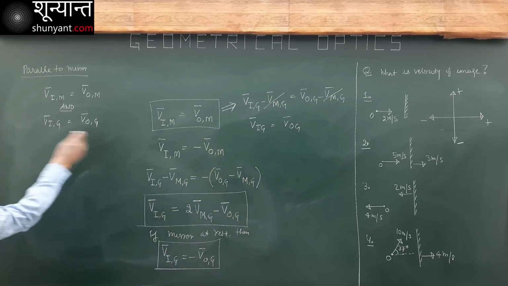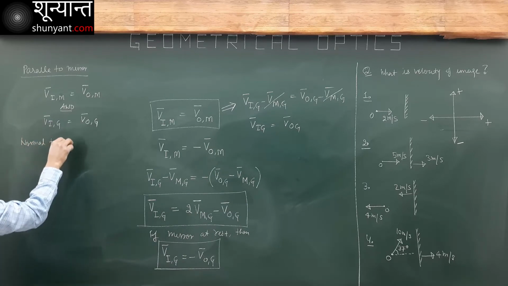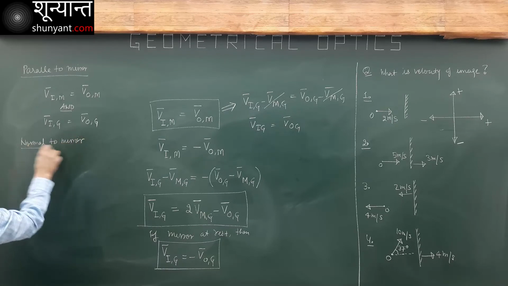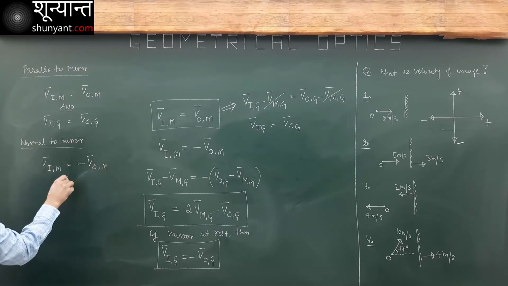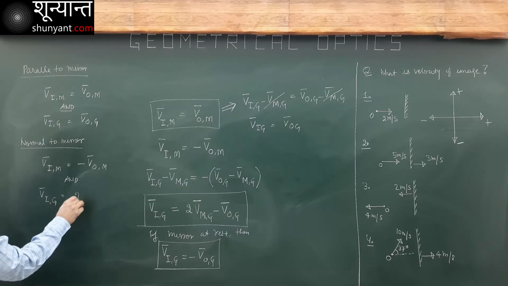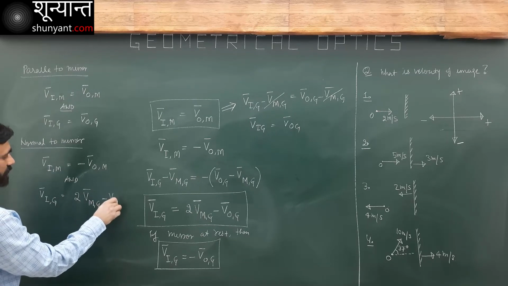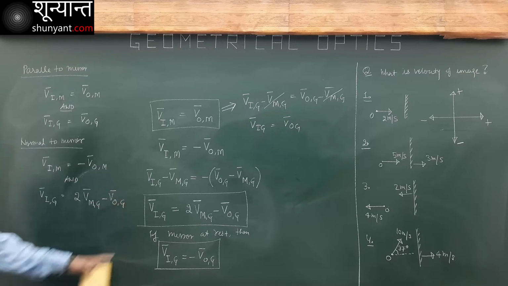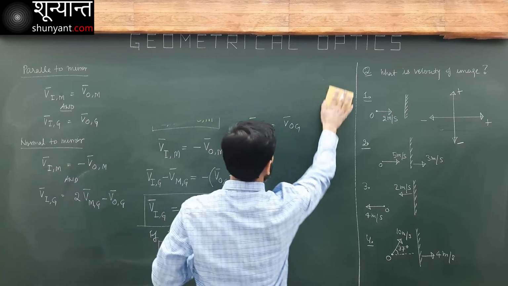Now normal to mirror. Velocity of image with respect to mirror is minus of velocity of object with respect to mirror, and velocity of image with respect to ground, this is what we have to find, is 2 times velocity of mirror with respect to ground minus velocity of object with respect to ground. Something I have to remember. Standard formula.